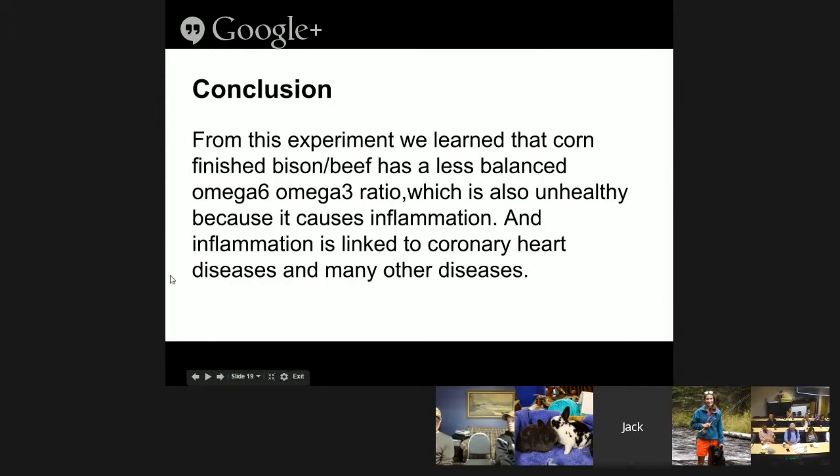Conclusion. From this experiment, we learned that corn-finished bison, beef has a less balanced omega-6, omega-3 ratio, which is also unhealthy because it causes inflammation. And inflammation is linked to coronary heart disease and many other diseases.